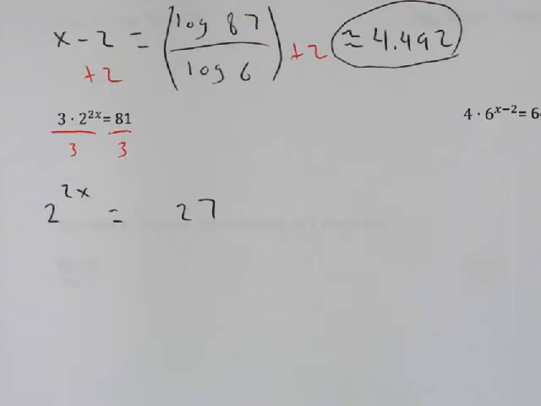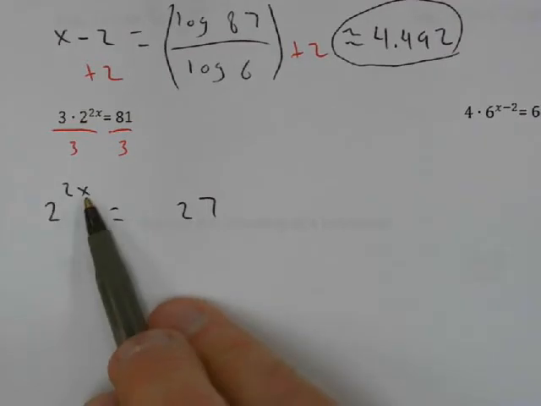Okay, so then 2 raised to what power is 27? We can get an approximate answer. Again, 2 to the 4th is 16. That's too small. 2 to the 5th is 32. That's too big, so it should be between 4 and 5. But again, that's this whole thing between 4 and 5, and then we're going to cut it in half.